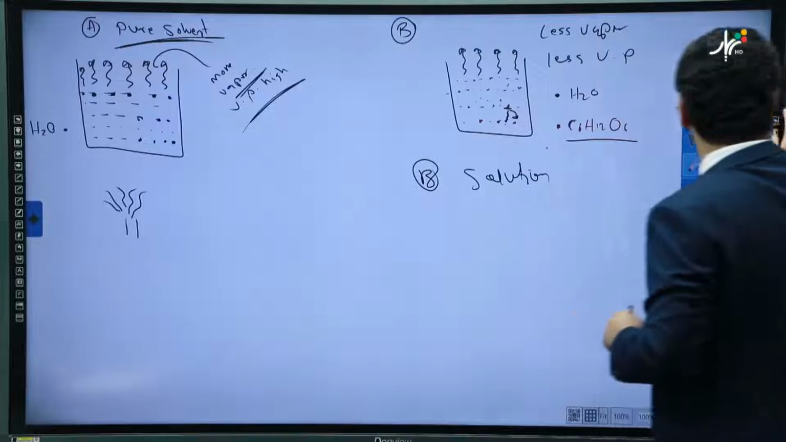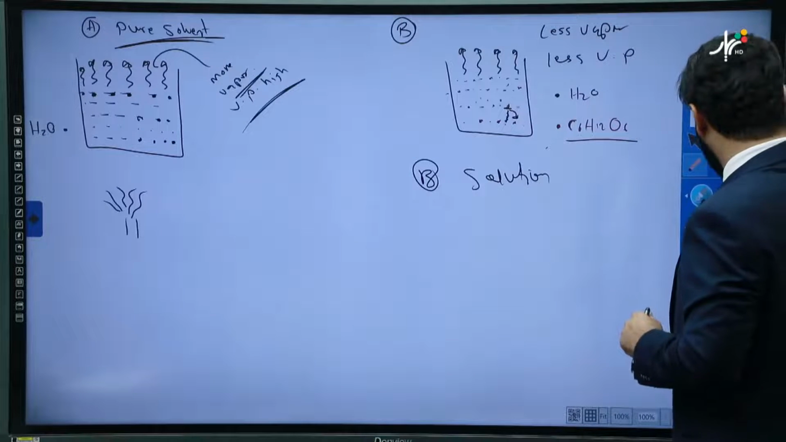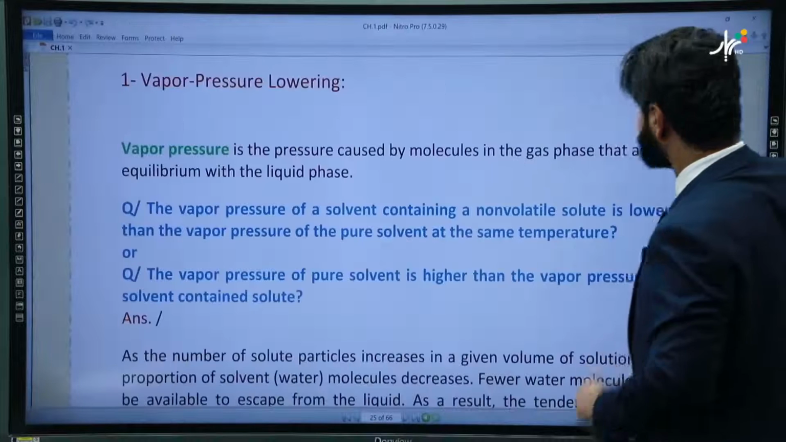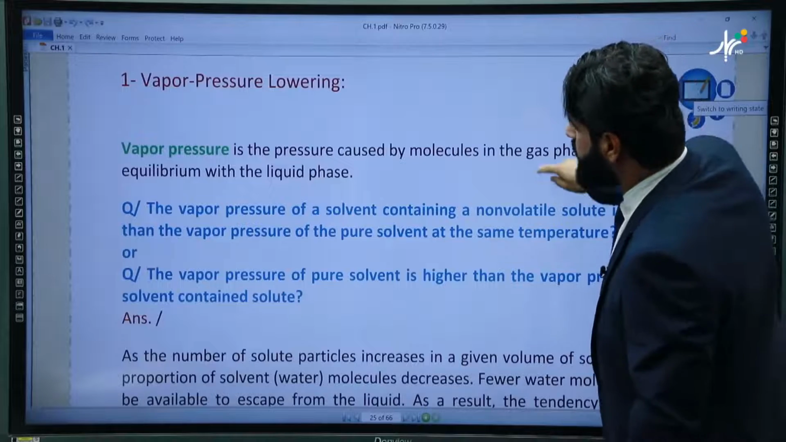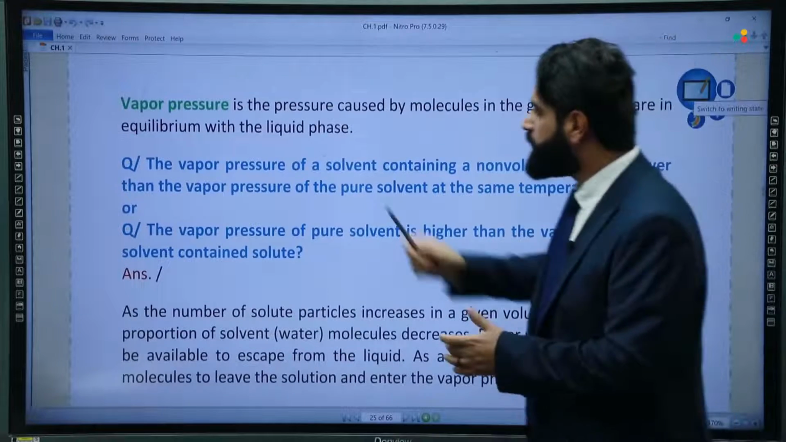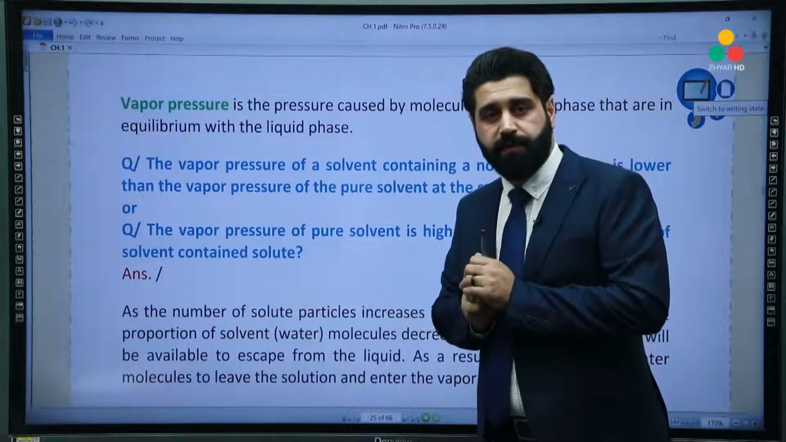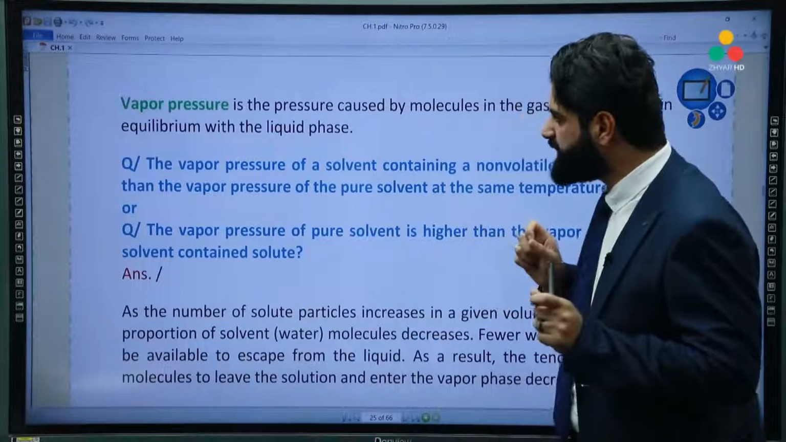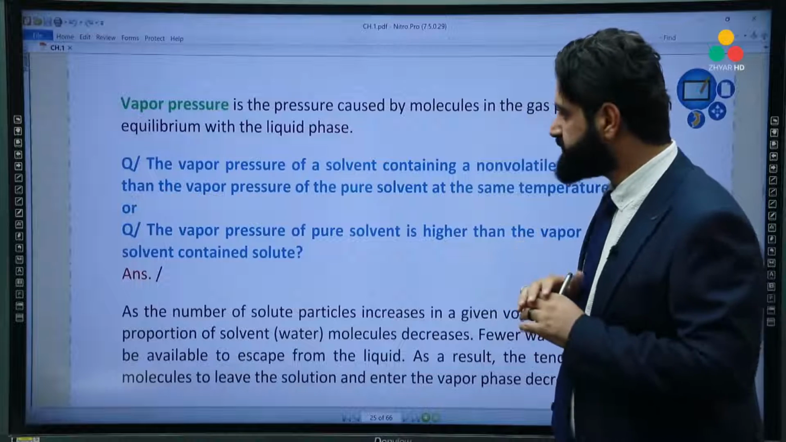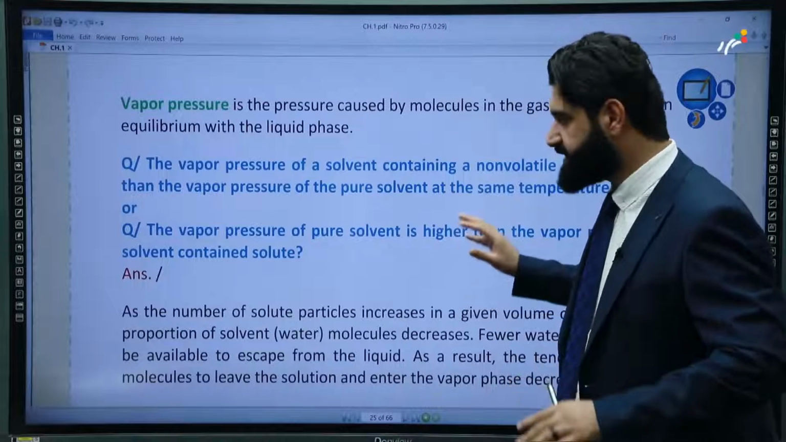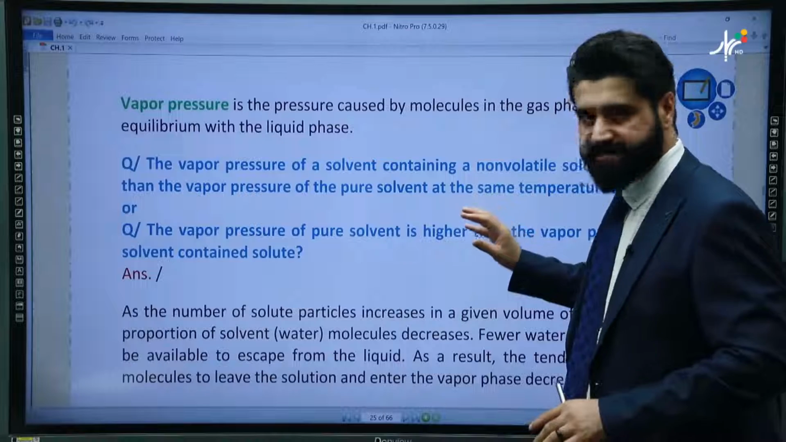That's why we have to say lowering of vapor pressure. Hopefully you understand vapor pressure deeply. There's nothing at all. It's super easy and I can say peasy.